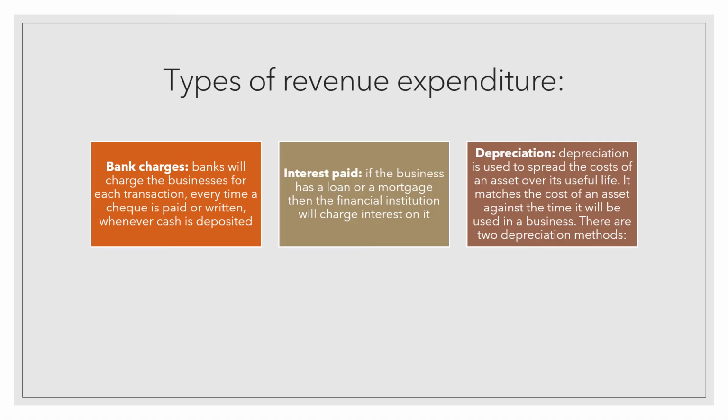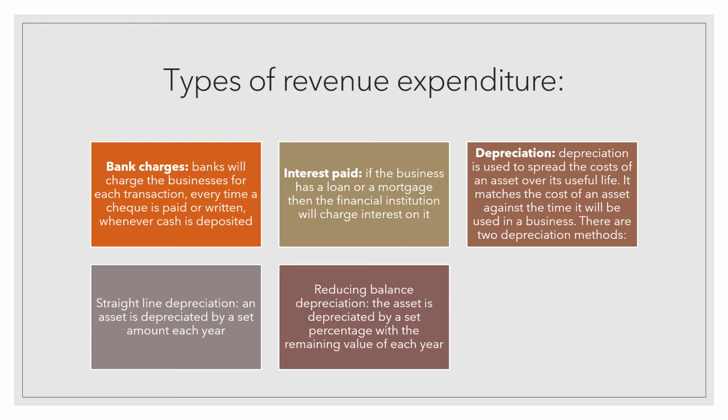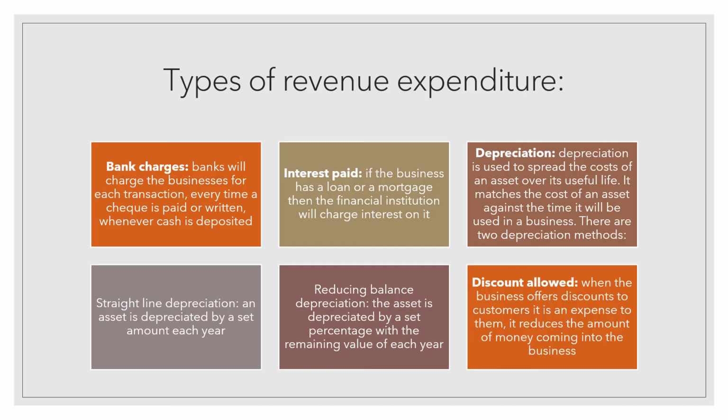There are two depreciation methods. The first one is straight line depreciation. That is when an asset is depreciated by a set amount each year. Then there's the reducing balance depreciation method. That's when the asset is depreciated by a set percentage of the remaining value each year. Then there's discount allowed. When the business offers discounts to customers, that's an expense to the business. It reduces the amount of money that comes into the business.